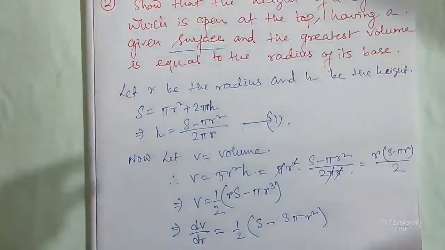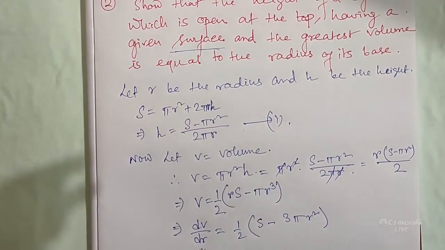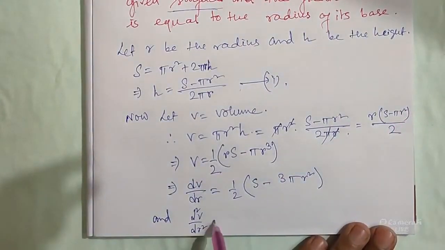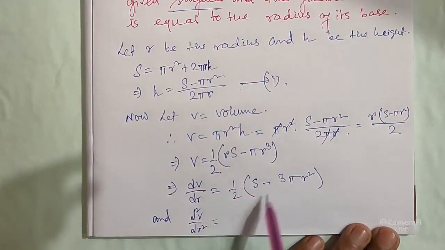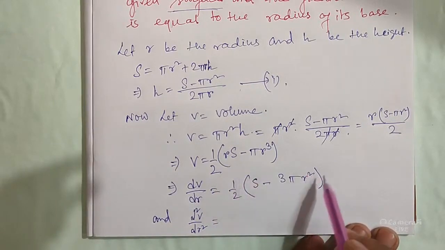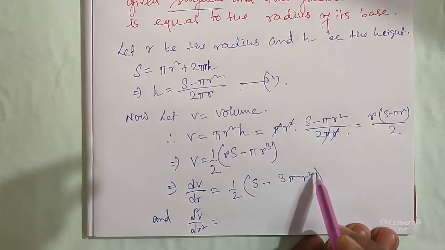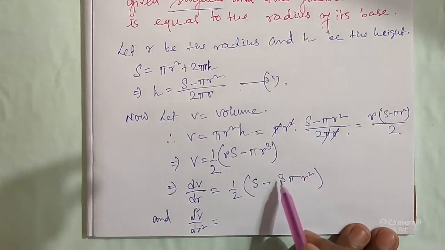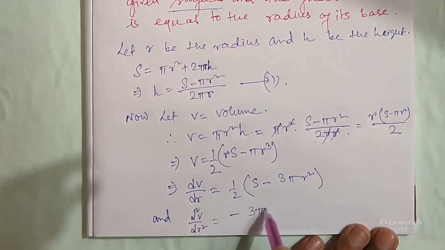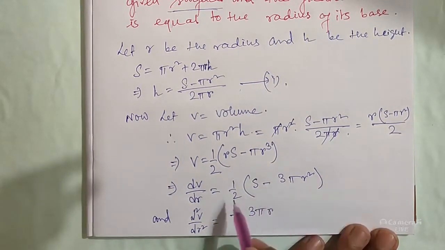And d2V by dr2, this is equal to half into S. If we differentiate this with respect to R, it will be 0, and here if we differentiate, what are we getting? 2 into 3, that is 6 pi r divided by 2, and negative sign. So minus 3 pi r. 6 pi r divided by 2 means 3 pi r. So this is the value of d2V by dr2.